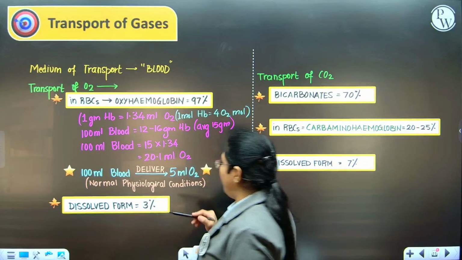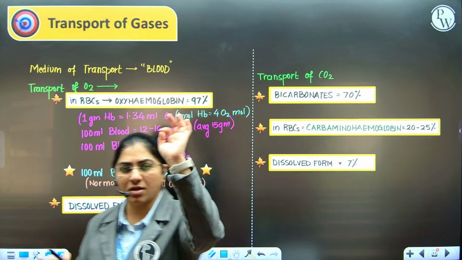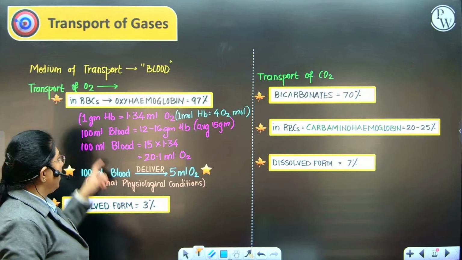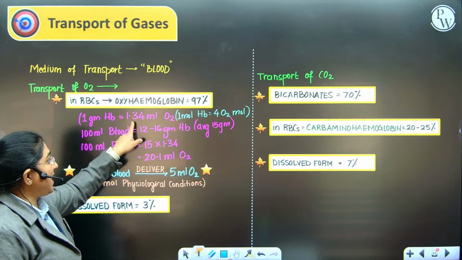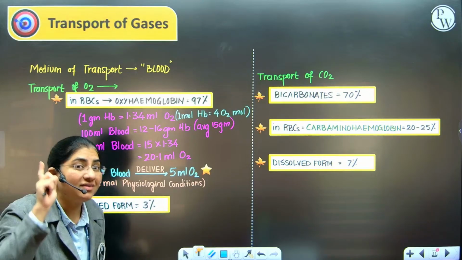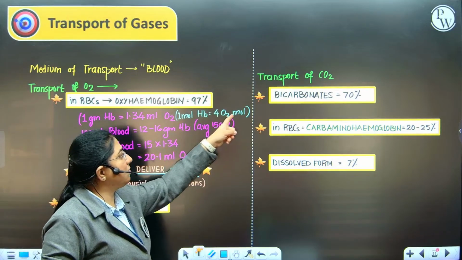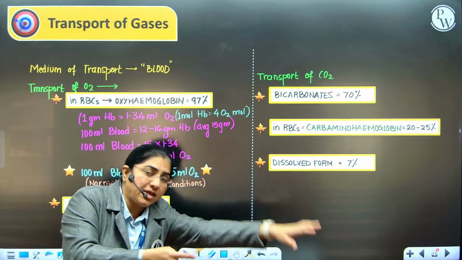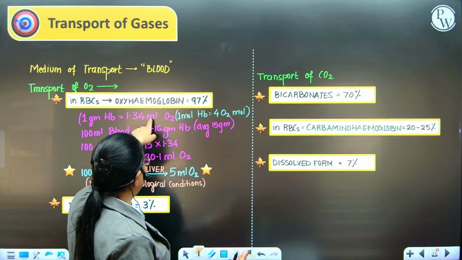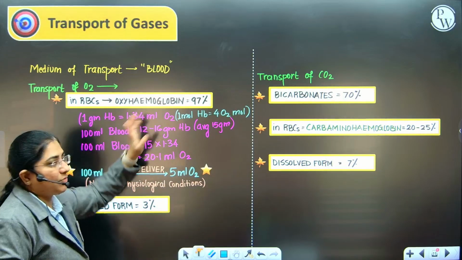100 ml of blood delivers 5 ml of oxygen to the tissues under normal physiological activities. Let us understand how. 1 gram of hemoglobin can carry 1.34 ml of oxygen. Remember, 1 molecule of hemoglobin can combine with or carry 4 molecules of oxygen. 1 gram of hemoglobin, 1.34 ml.